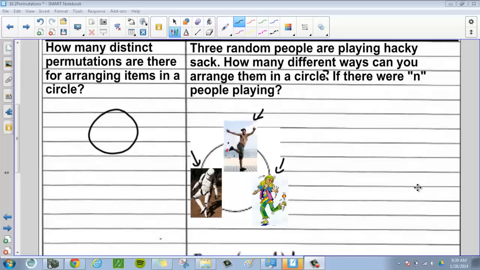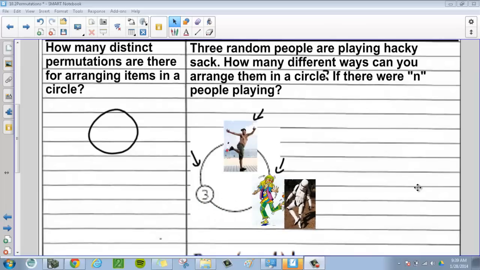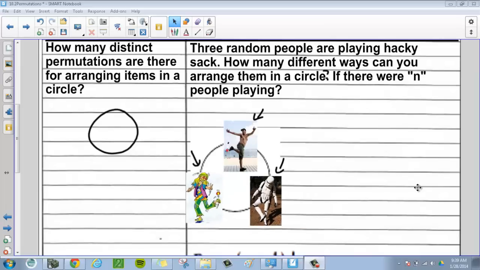Okay, so let's start with 3 right now. We could just try to figure these 3 out. How many different ways could I arrange them? Well, there's actually only 2 ways. We got this setup right here, that's one way to arrange them. And then there's this setup right here. That's another way to arrange them. There's no other way. So there's 2 here.